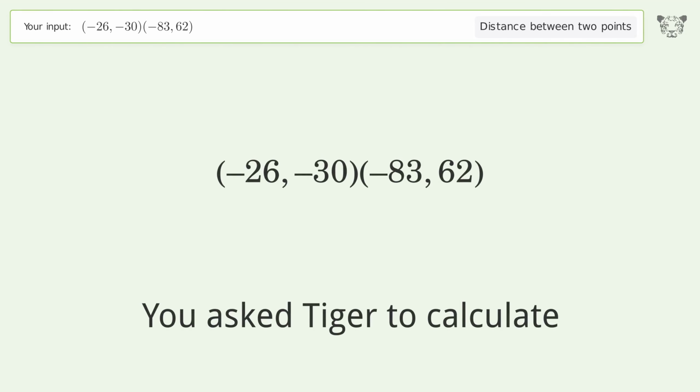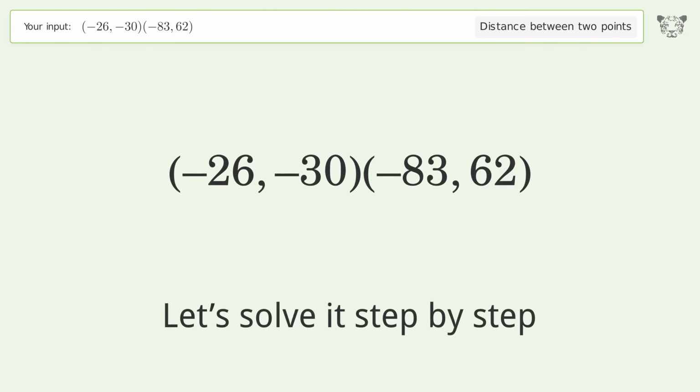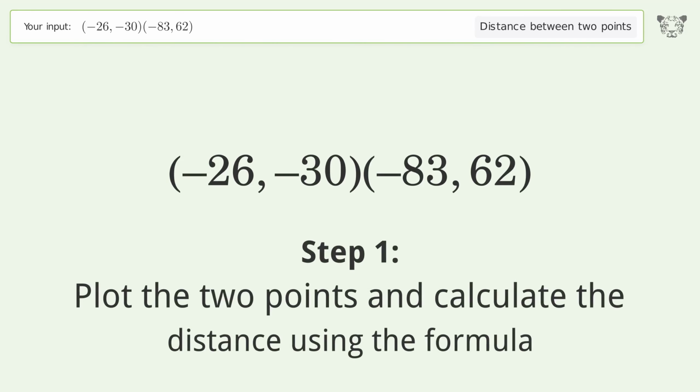You ask Tiger to calculate. This deals with the distance between 2 points. The distance between the 2 points is the square root of 11,713, or 108.227. Let's solve it step by step. Plot the 2 points and calculate the distance using the formula.